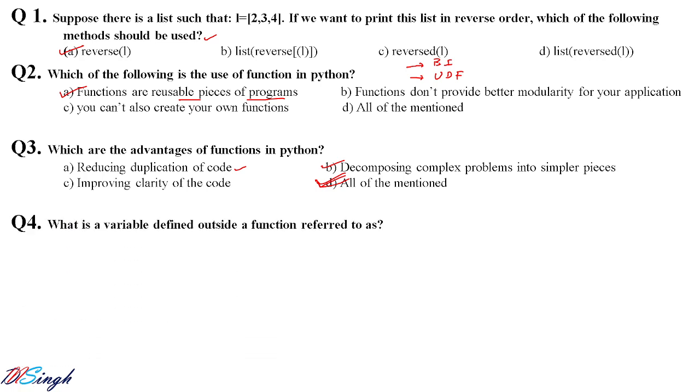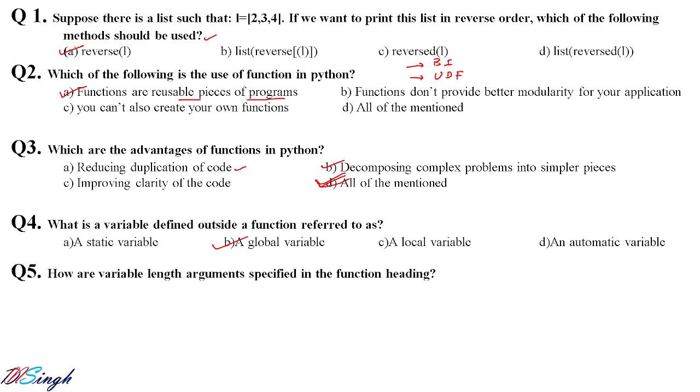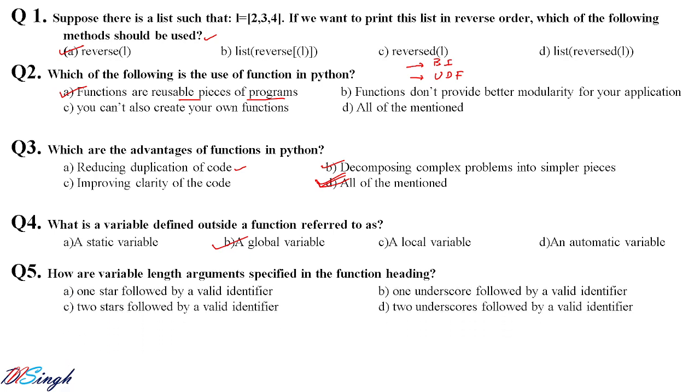What is a variable defined outside a function referred to as? If you define a variable at the start of your program, outside a function, that is referred to as a global variable. A variable defined inside a function is called what? Local variable. Okay, let us go for the fifth question. How is a variable length argument specified in the function header? Okay, function heading. Let us see the answer.